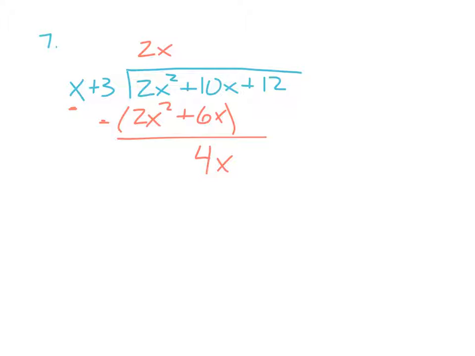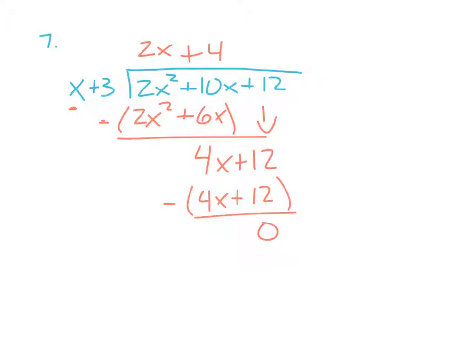Now what? Drop the 12 down. Yeah, bring the 12 down. It is plus 12. So what is it? Yeah, so then plus 4, right? It's just what times that first one, x, gives us 4x. So 4 it is. So we get 4x plus 12. We subtract again, and we get 0. So our remainder is 0, so we wouldn't put anything.